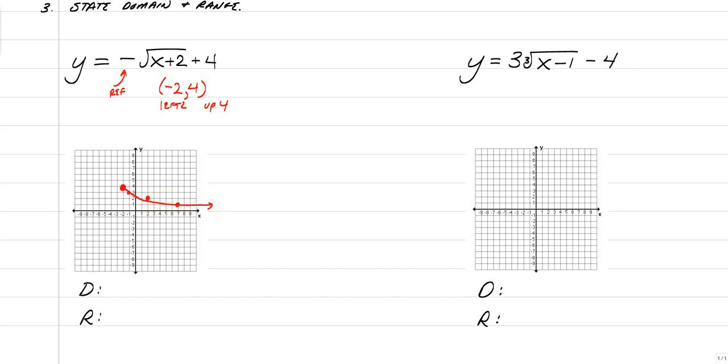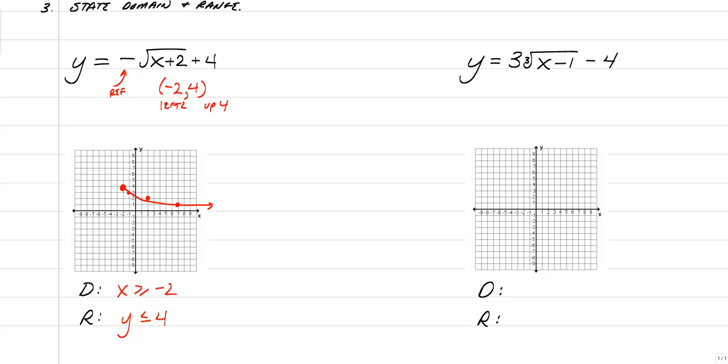So, if we have domain, x has to be greater than or equal to the x-coordinate of our starting point, which is negative 2. But our range is going down. It's going lower than the starting point. So y is less than or equal to 4.